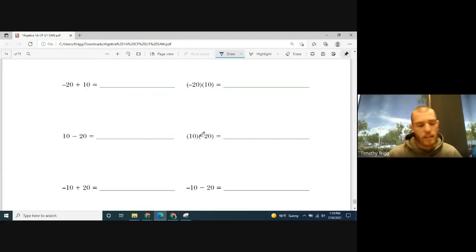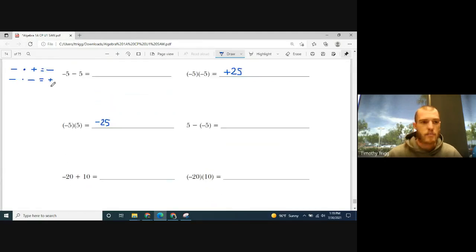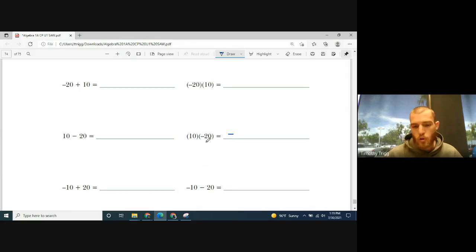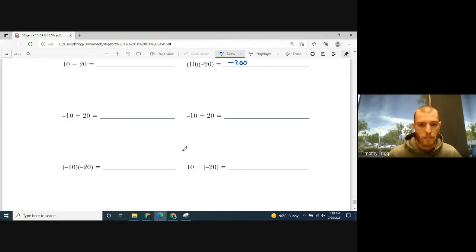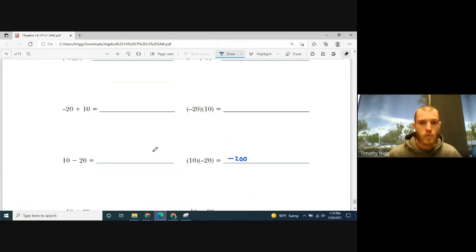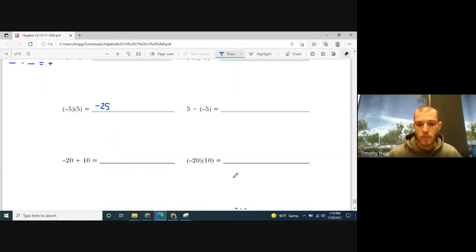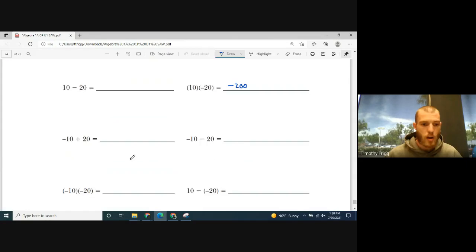A positive times a negative, that's the same idea as a negative times a positive, okay? That's going to be a negative. In multiplication, you could switch the order. It gives you the same thing. So this gives you negative 200, for example, okay? I want you to do the rest of the multiplication ones on your own. So try this one on your own and try this one on your own.